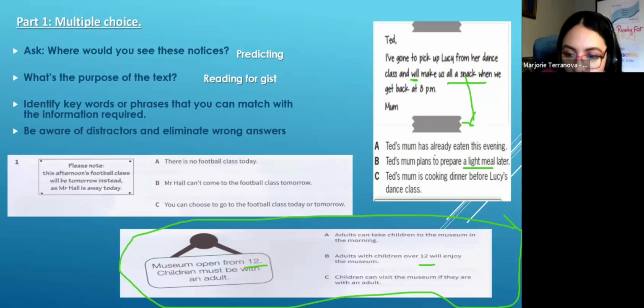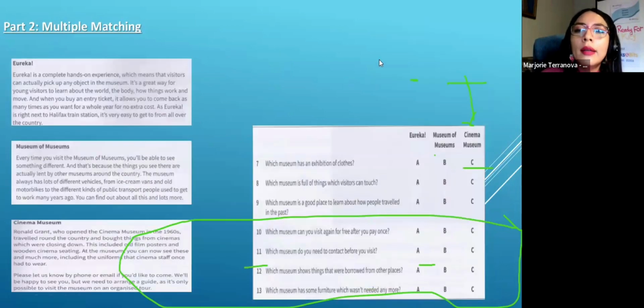So thank you to the people that wrote the answers in the chat. Now we're going to take a look at part 2. Okay, what spotting do we have? Okay, now look at this.